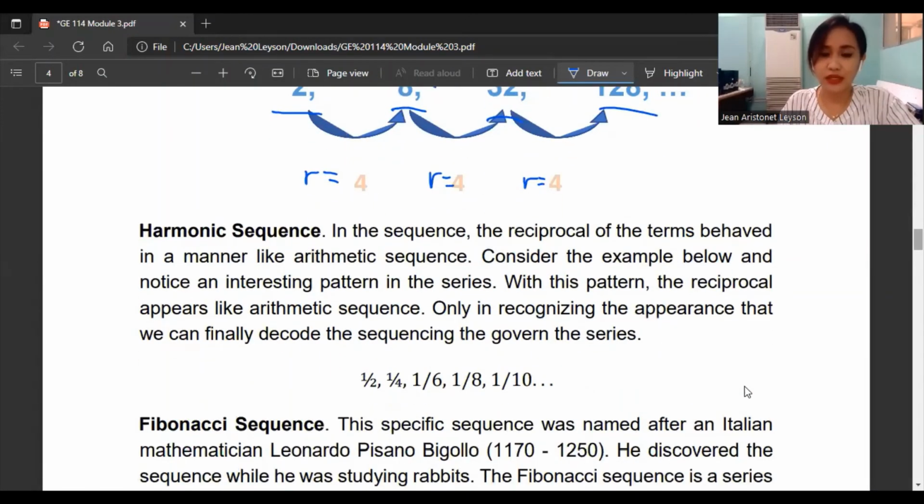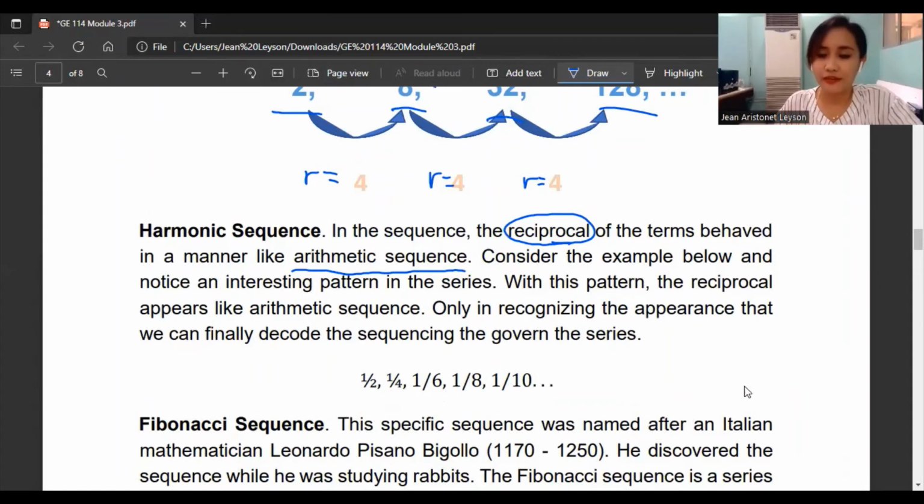Now let's proceed with harmonic sequence. In this sequence, the reciprocal of the terms behaves like an arithmetic sequence. So take note, it is like the arithmetic sequence that I talked about earlier, but it is the reciprocal. If we say reciprocal, we will simply get the opposite or inverse of a certain number.